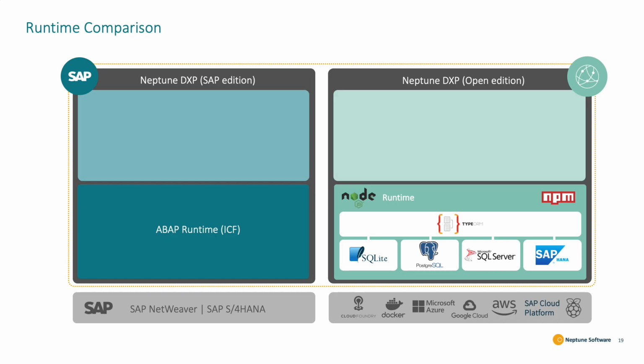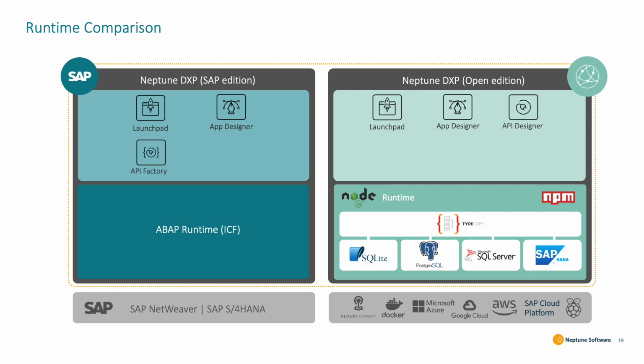Both modules share similar functionalities, so both have the capability to host any number of launchpads. They both have the drag and drop application designer. However, the SAP edition has the API Factory, whilst the Open edition has a more general API designer. The Open edition has some unique tools of its own, the script editor and the workflow engine, for example, but both modules can benefit from the concept of application building blocks.